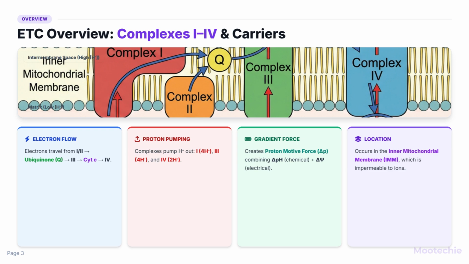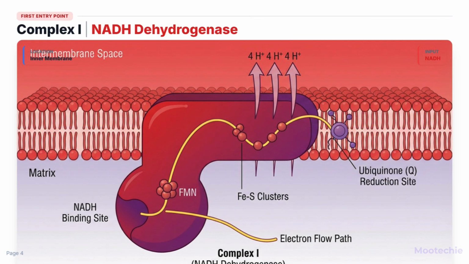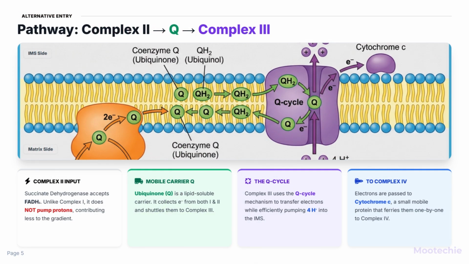Let us now look at the first entry point into this chain, complex 1, also known as NADH dehydrogenase. The diagram shows the complex spanning the membrane. On the matrix side, we have the NADH binding site. Electrons from NADH flow through a path involving an FMN molecule and iron-sulfur clusters. This energy is used to reduce ubiquinone or Q and, importantly, to pump 4 hydrogen ions across the membrane into the intermembrane space.